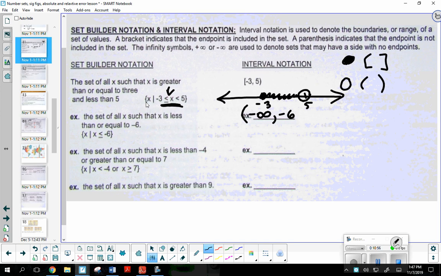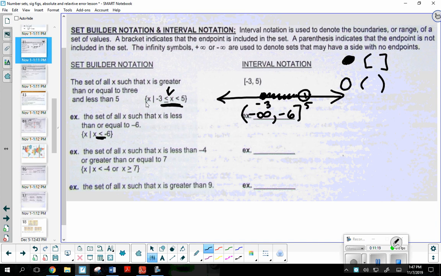But what would you say about the -6? Bracket or parentheses? Yeah, bracket. The -6 is included because I have equality right here. And there we go. Now, would anybody like me to go ahead and graph these other ones as well? Does that kind of help, or are we okay? Jacob's okay? All right. Everybody else okay? All right. Well, let's try this next one.